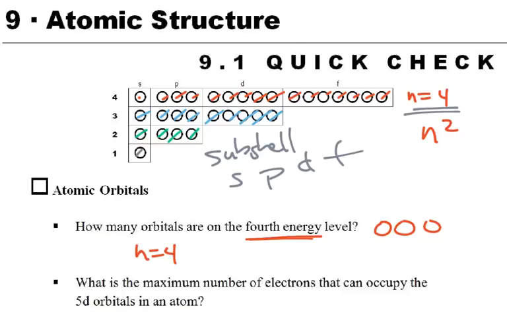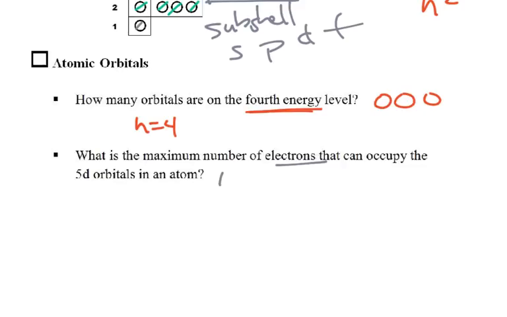What's the maximum number of electrons that can occupy a 5d orbital? Well, any d orbital we're talking about is 5 orbitals, and in 5 orbitals we can have 10 electrons in total, so the answer here is 10 electrons in a 5d orbital.